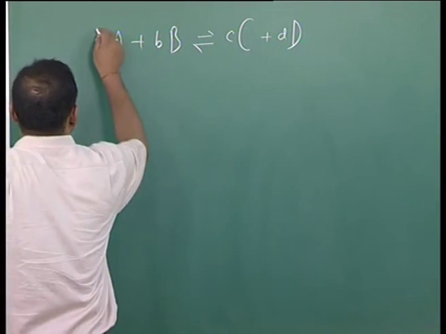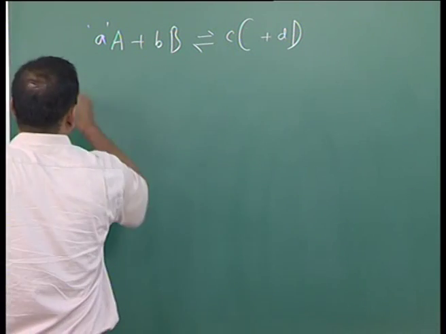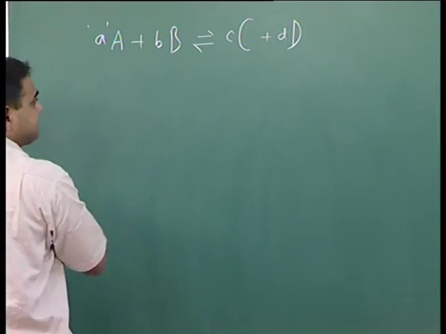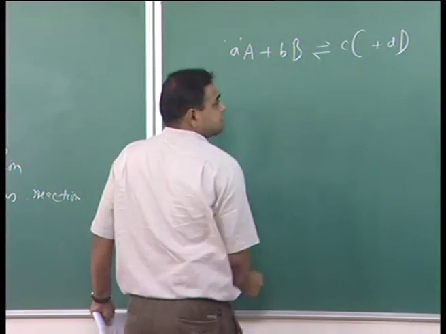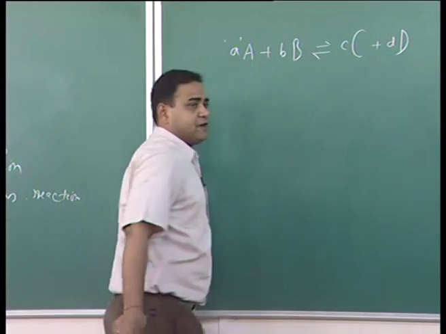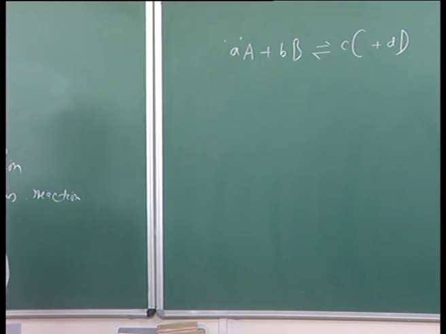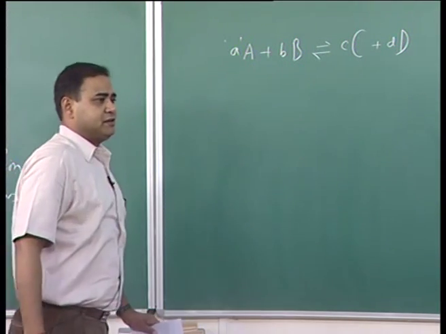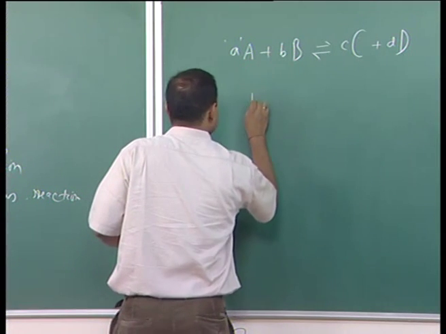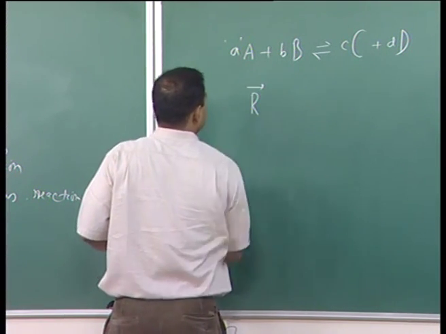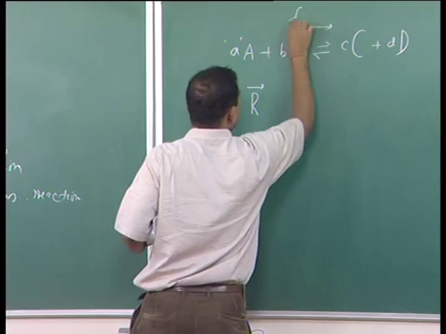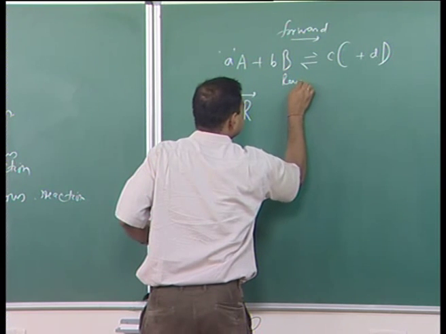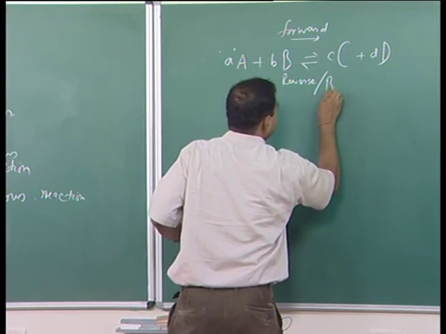Now, you have small a mole of capital A and small b mole of capital B, they are reacting and forming small c mole of capital C and small d mole of capital D, these are the product phase. Now, when you have this, you can relate the rate of this reaction by a simple expression, which is the rate of the forward reaction. If we consider this to be the forward reaction, this is the reverse or backward reaction.